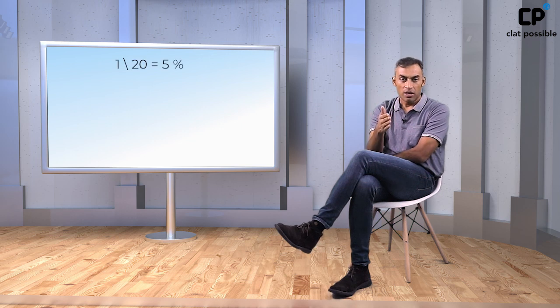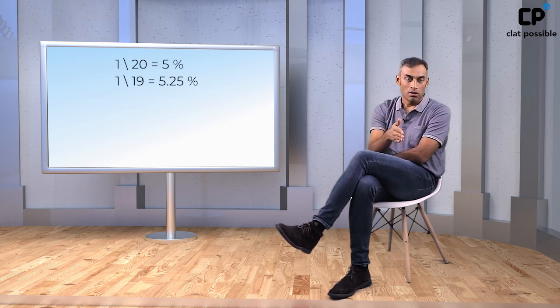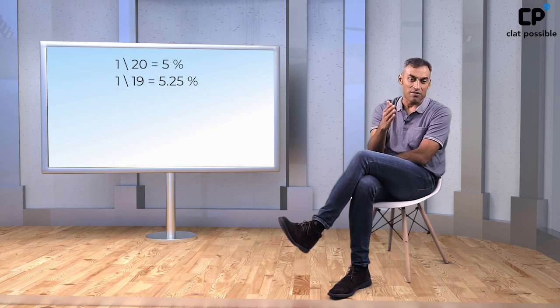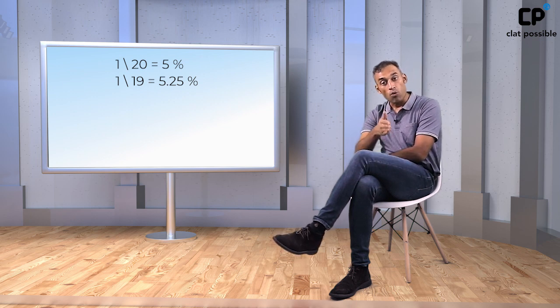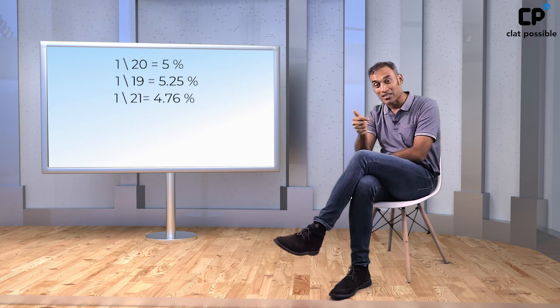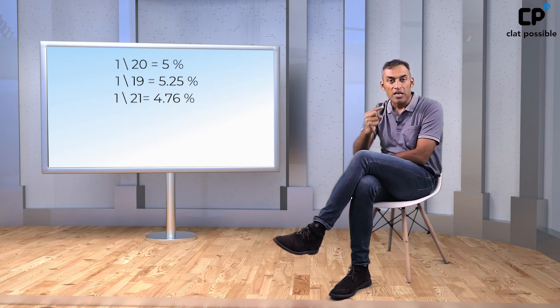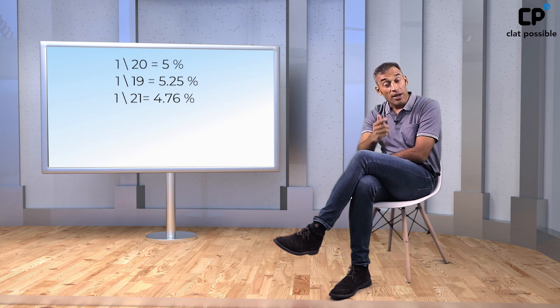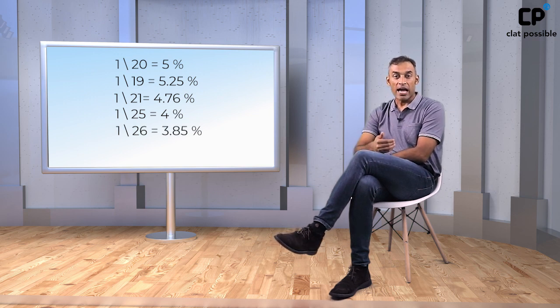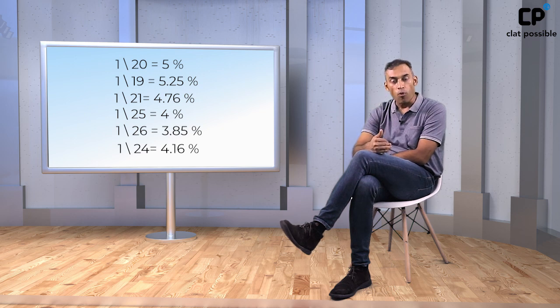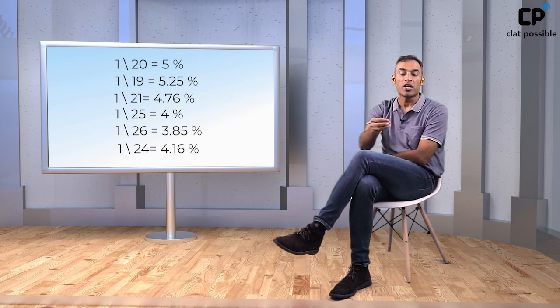1 by 20 is 5%. 1 by 19 is 5.75, actually 5.76, but just to remember, 1 by 19 is 5.25, 1 by 20 is 5%, and 1 by 21 is 4.76. Actually, you just remember it as 4.75. So a plus 0.25 and a negative 0.25. Similarly, 1 by 25 is 4%, right? And 1 by 26 is 3.85%. And 1 by 24 is 4.16. You can remember it as 4.15%.